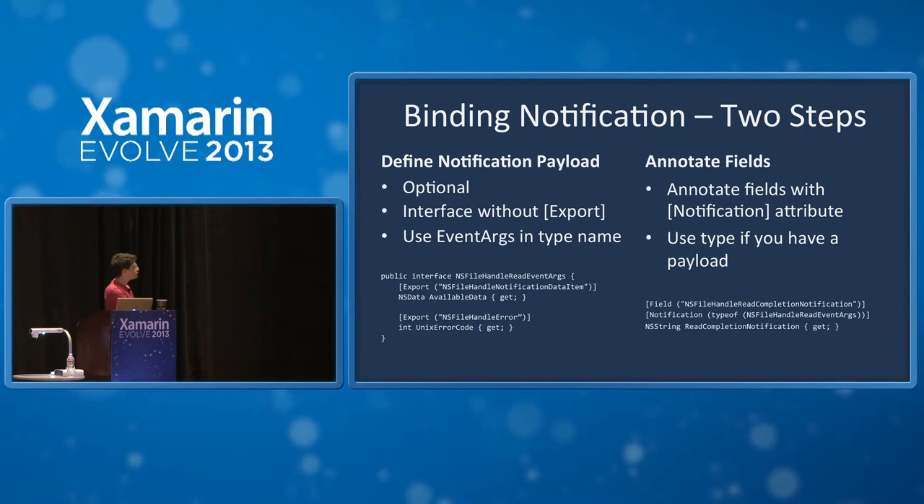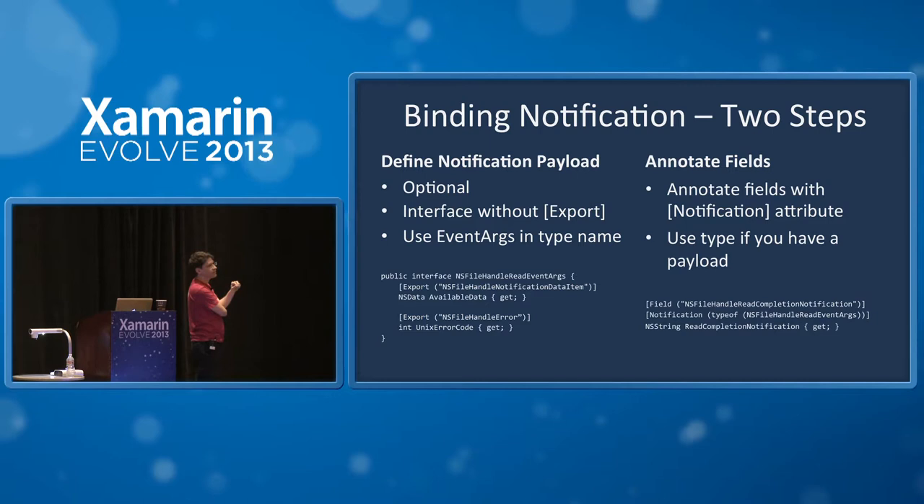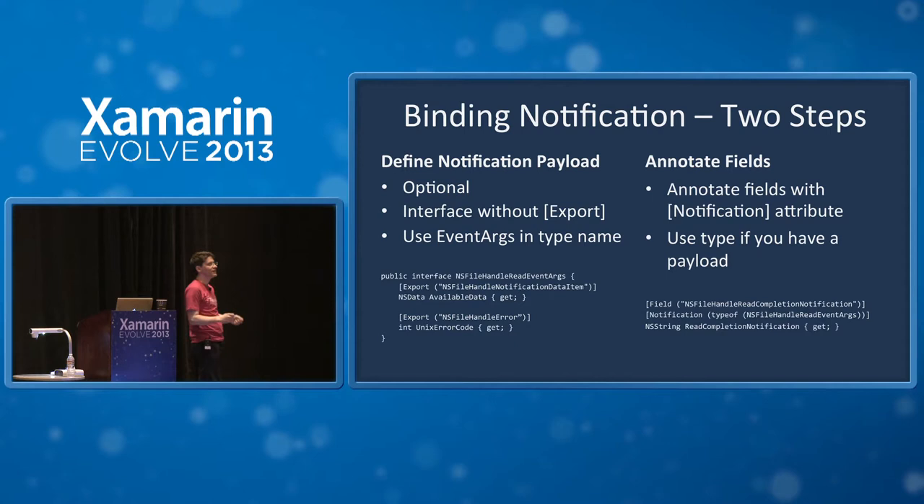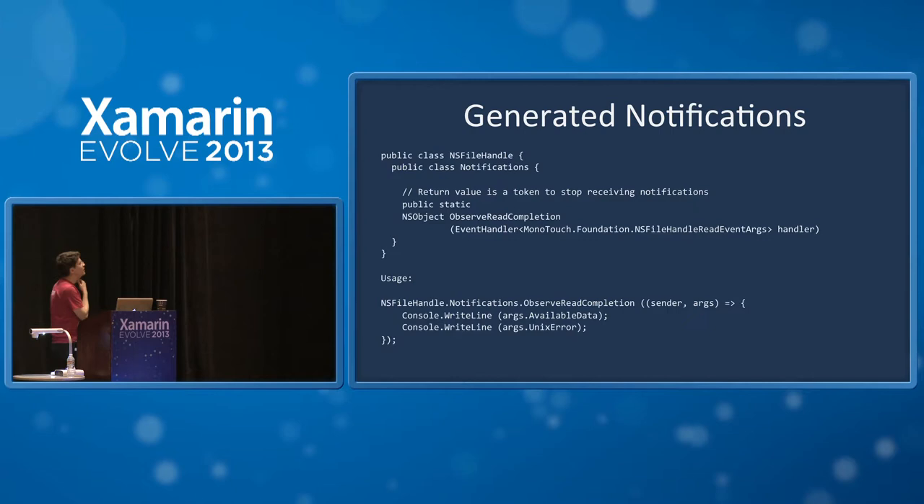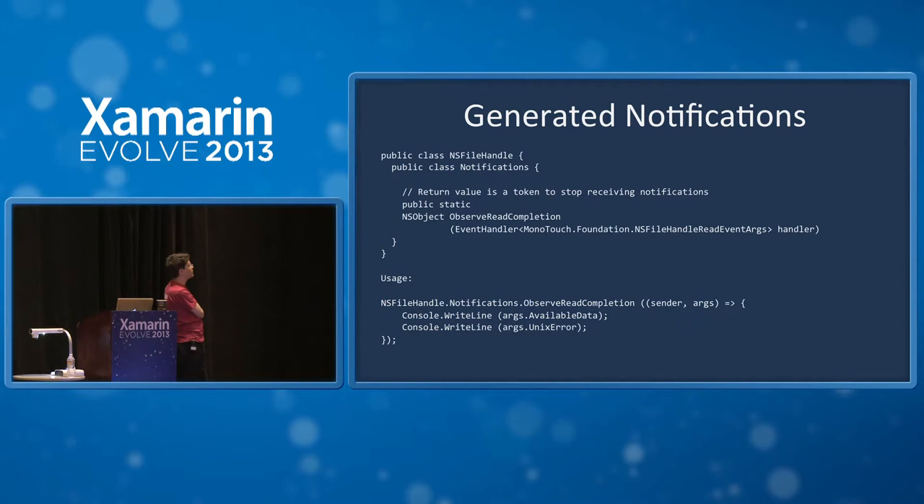And then the only thing that you have to do is, for the fields that you had declared before, you just put this notification attribute. Here you can see how I had bound a field before. It said field NS file handle read completion notification. And then all I did is use the notification attribute, and I say this notification is going to get these types as a parameter, so NS file handle read event args. And that's it. That generates the whole binding for you. And this is the code that is generated. Public static NS object observe read completion takes an event handler and the strong type that we just defined. And then you can consume it in that way.